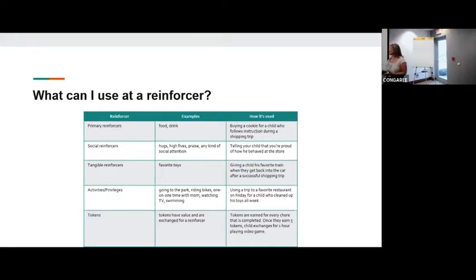That could be a different type of reinforcer for your child at that time. Tangibles, favorite toys, activities and privileges. After you did such a great job at the store today, do you want to go to the park later? And like we said, tokens. The tangible and primary reinforcers like the food can happen more immediately. Activities, privileges, and tokens are a lot more delayed.